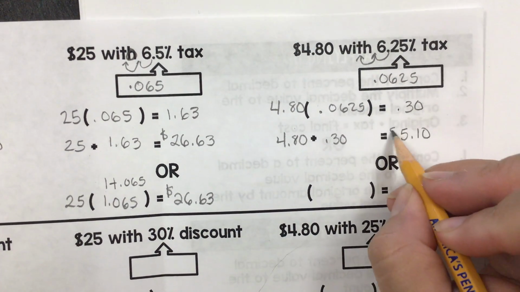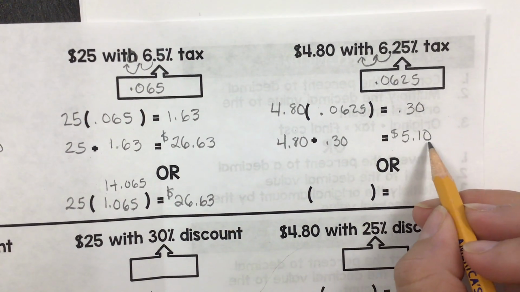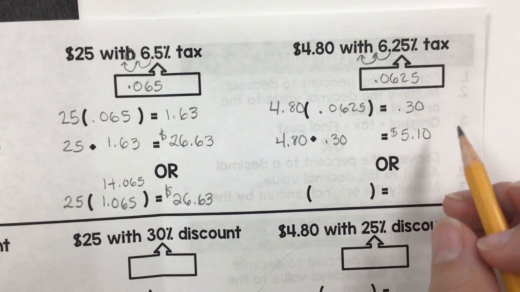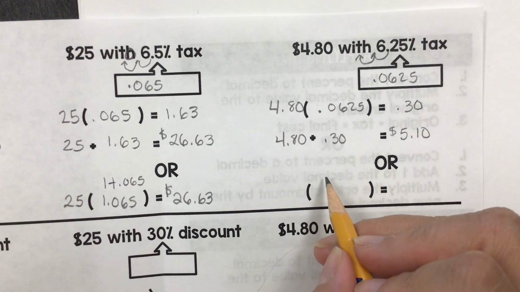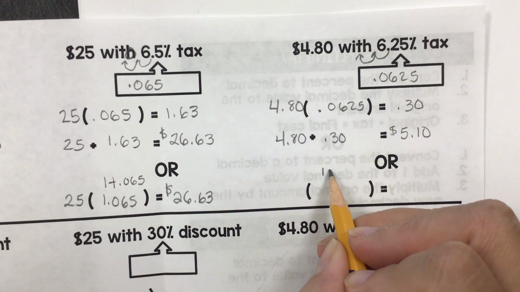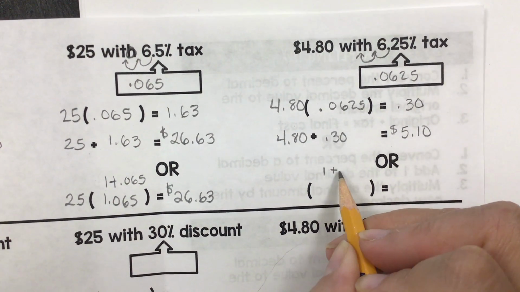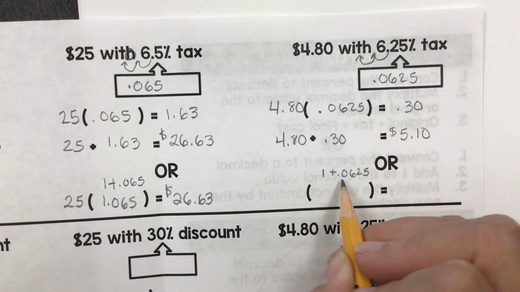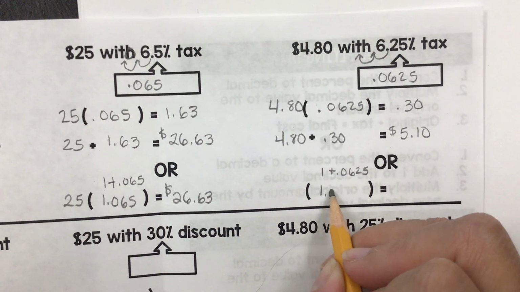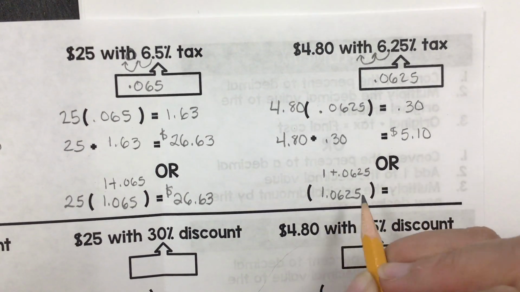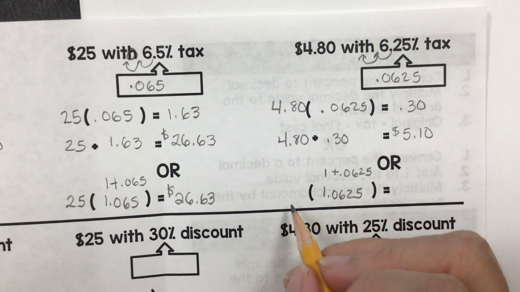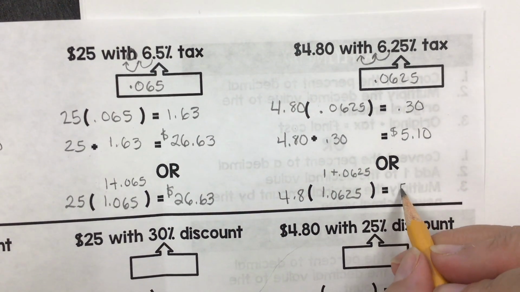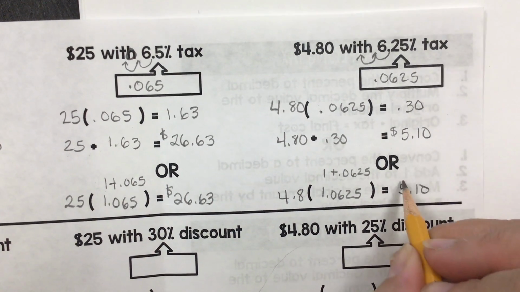$5.10. So remember, even if you put it in the calculator and it doesn't give you the 0, you should put it on there because we're talking about money. The different method, we add the whole amount that we had before and the percent that we need to add for tax, and put those two together. Gives you 1.0625, and you multiply that by the original amount of $4.80. When you put that in the calculator, it gives you that 5.10 that we had before.